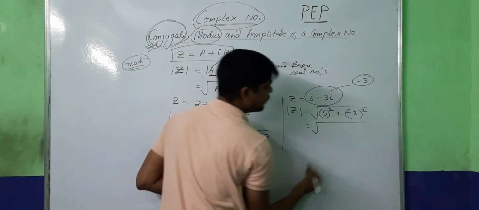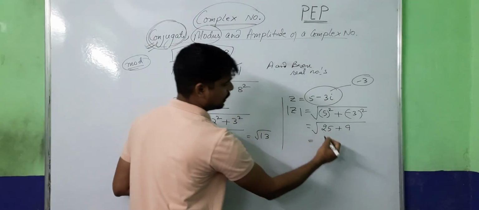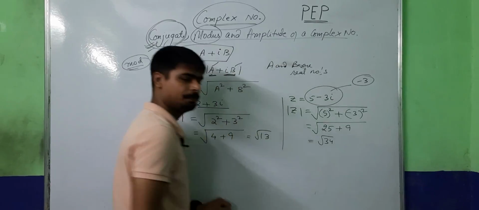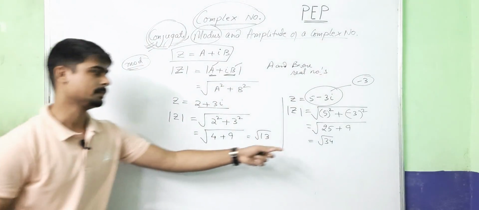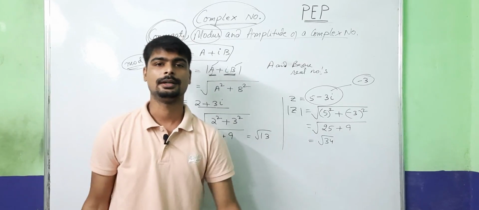So what is the answer over here? 5 square is 25 and 3 square is 9, and the answer is root 34. Root 34 is the answer. In this way you can calculate the modulus of a complex number.